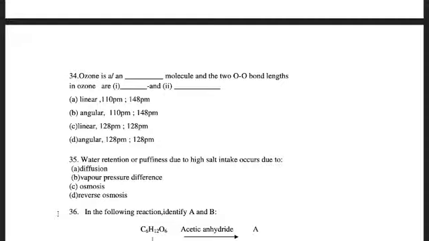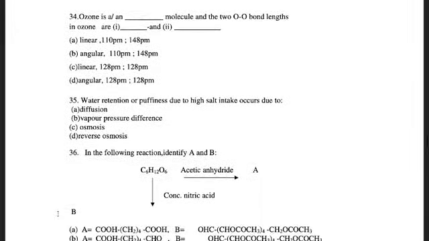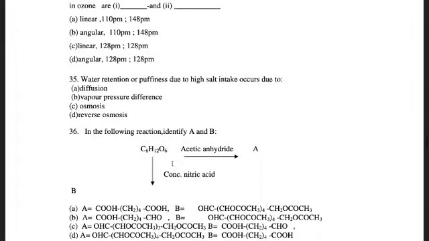Osmosis. Question number 36. In the following reaction, identify A and B. Here they give A and B. Concentrated nitric acid in the presence of acetic anhydride, C6H12O6, I think glucose.